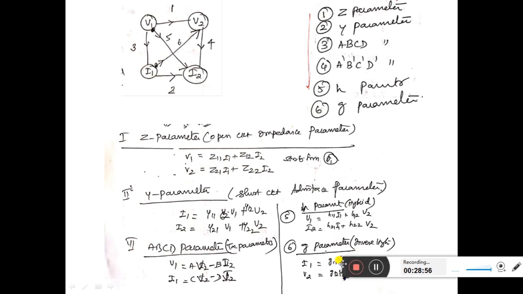In the next class, the next video, we'll discuss the relationship between all the parameters. Here, I am just giving an idea of how to remember. In the next video, we can see how to relate all the parameters as well as how to connect all the parameters in cascade, series, and parallel. That we will discuss in tomorrow's class.